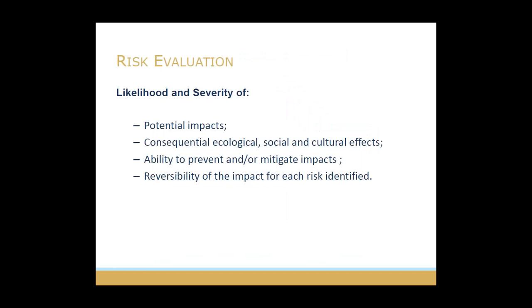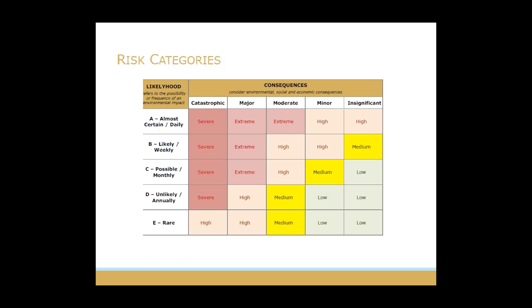So this is where we look at risk evaluation. So we've given it a high priority. So what should we do about it? We need to take into consideration the likelihood and the severity of the potential impacts, consequential ecological, social and cultural effects of this impact, the ability to prevent and or mitigate these impacts, and the reversibility of the impact for each risk identified. We can do this by using a matrix which we've got up on the screen at the moment, where we look at the likelihood of this happening and then the consequences to our organisation.